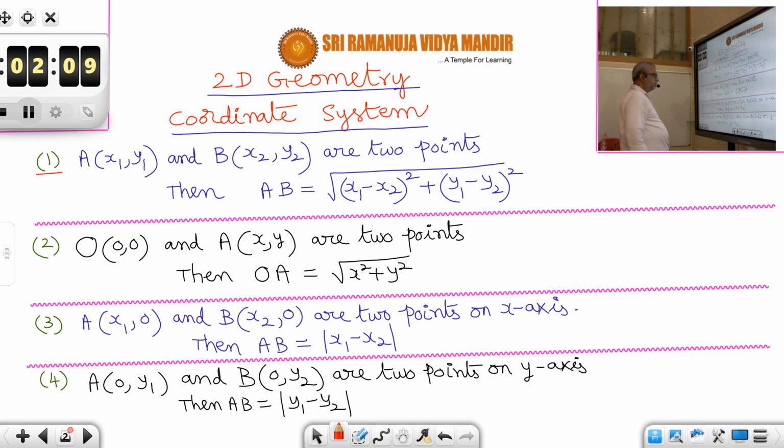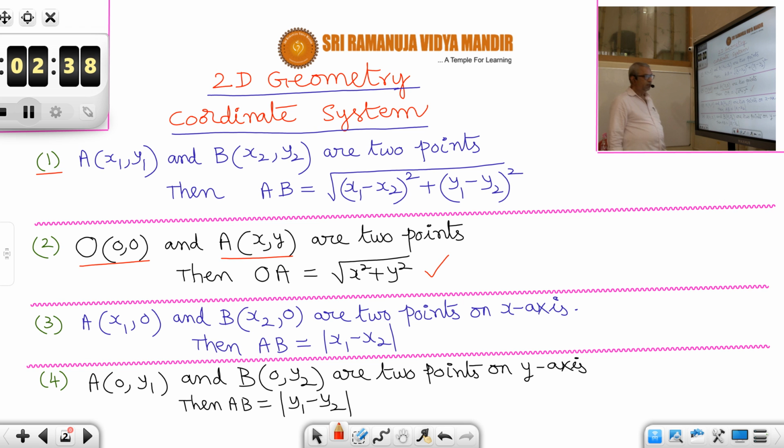Second formula. Suppose one of the points is origin and the second point is any general point (x, y). Then the distance between the 2 points, OA, is given by square root of x square plus y square. Because the other point is origin, square root of (x minus 0) whole square plus (y minus 0) whole square. So square root of x square plus y square.